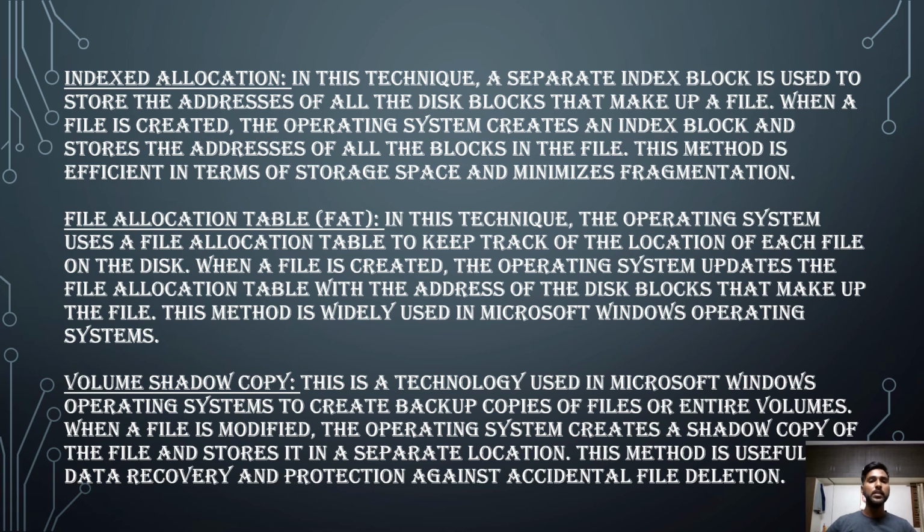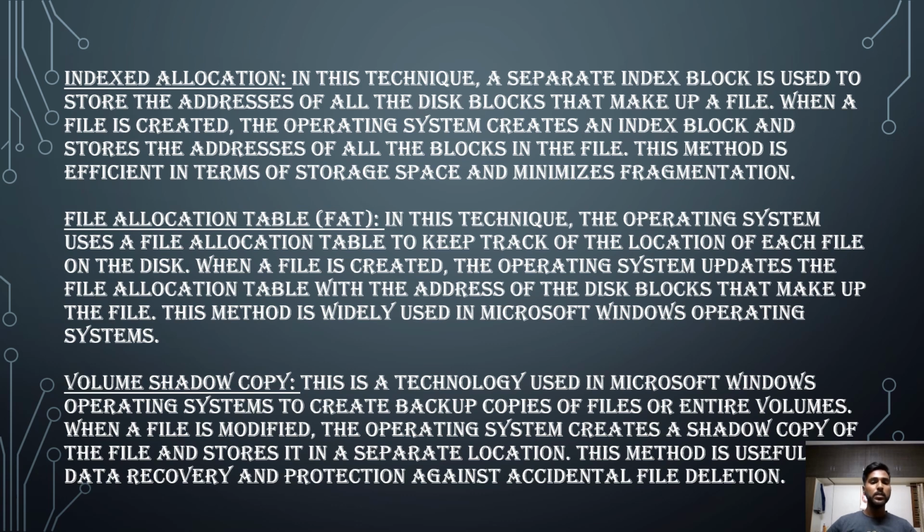The next one is indexed allocation. In this technique, a separate index block is used to store the addresses of all the disk blocks that make up a file. When a file is created, the operating system creates an index block and stores the addresses of all the blocks in the file. This method is efficient in terms of storage space and minimizes fragmentation.